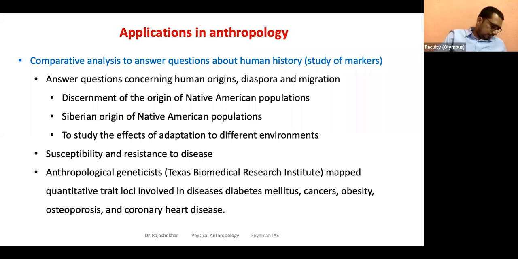And in ecological anthropology, we study human adaptations. Humans do adapt, and in the process, they may acquire some new mutations. Such new mutations can also be identified as part of the adaptation process using DNA fingerprinting. Adaptation to different environments. So as part of ecological anthropology, this DNA evidence is of use.